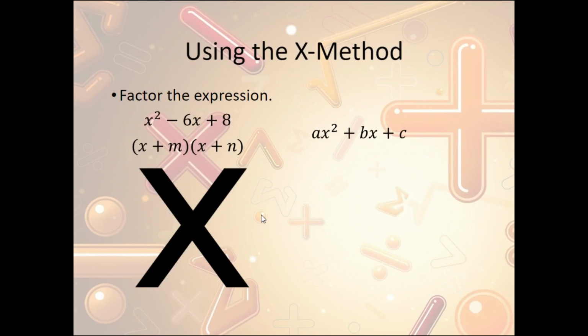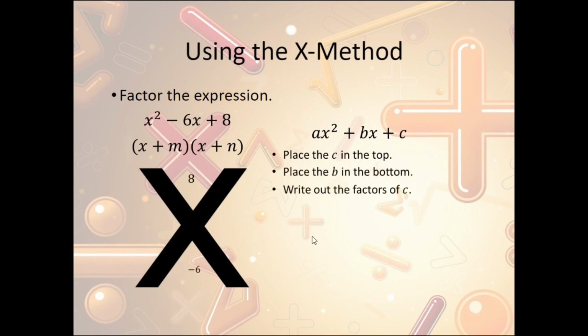We have x squared minus 6x plus 8. So same thing, place c at the top. c is 8, so that goes here. Place b in the bottom, which is negative 6, so that goes there. Then I'm going to write out the factors. What are the factors of 8? Well, I have 1, 2, 4, and 8. Now, which of those are going to multiply to equal 8 and add to get negative 6?